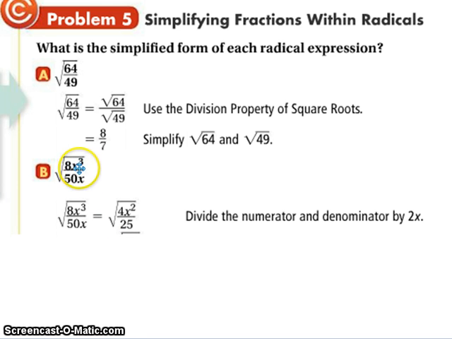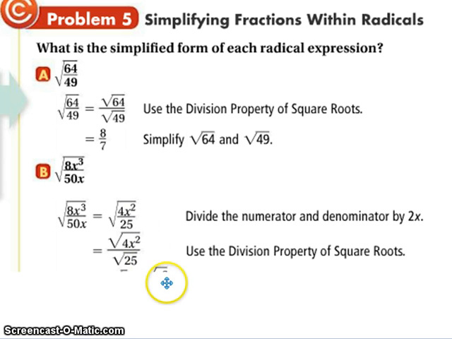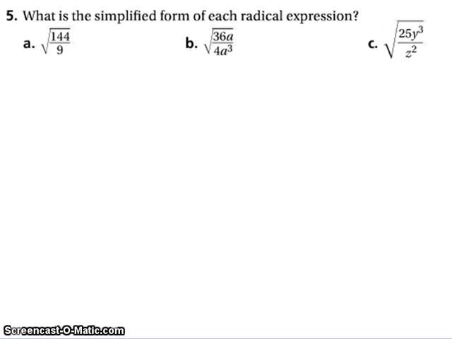And they divided not only by the 2, but also by an x. So that's where the x went. Okay. So then we have that over that, and that becomes 2x over 5. Okay. So the square root of 4 is 2, the square root of x squared is x, the square root of 25 is 5. Okay. I would say try those 3. See what you find.